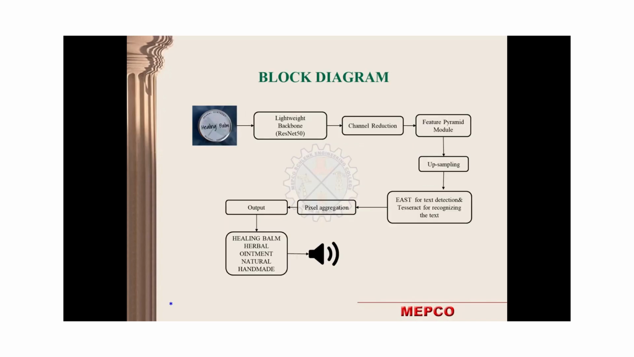Proceeding on with the block diagram, here comes the visual representation of the block diagram on the following slide. The first step is an image passed as input, which is taken from the CTW1500 dataset. The CTW1500 dataset consists of 1500 images, out of which 750 are used for training and the remaining 750 are used for testing. First we pre-process this data to remove noise, followed by the lightweight backbone ResNet50. The ResNet50 model is added to increase the accuracy.